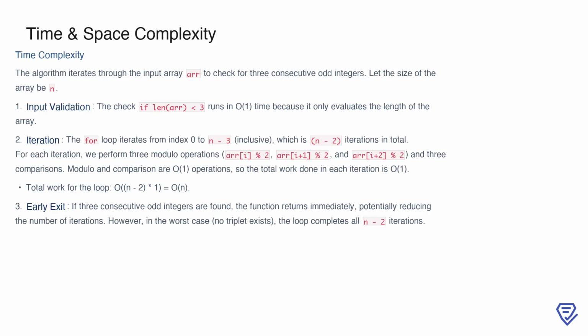During each iteration, we perform 3 modulo operations and 3 comparisons, all of which are constant time operations. This means the total work done in each iteration is O(1), and when multiplied by the number of iterations, the total time for the loop becomes O(n). Additionally, the function includes an early exit condition, where it stops iterating as soon as 3 consecutive odd numbers are found. While this can reduce the number of iterations in some cases, the worst-case scenario still involves completing all n-2 iterations, making the overall loop complexity O(n).